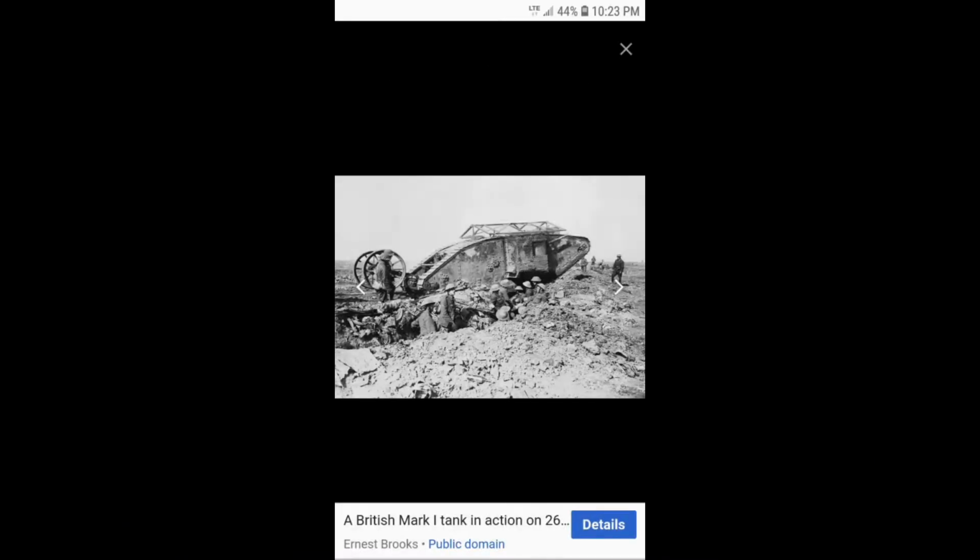Another invention that occurred during World War I was the tank, primarily because warfare on the Western Front was now done between trenches. People needed to come up with a way to get across enemy lines and cross no man's land without being shot at. So they came up with a tank.